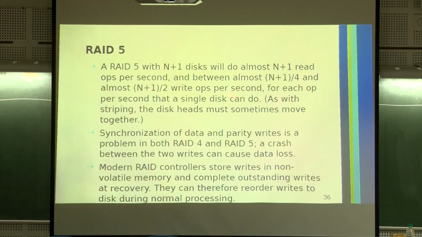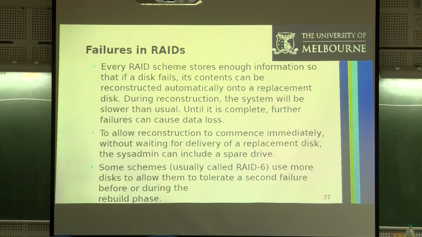This is just showing the performance, but I said that RAID 5 will do almost that many read ops and between this many write ops. But if there's a crash in the middle, there's a kind of problem with RAID 4 and 5, and you can lose data. There are different ways to solve it, but RAID 6 then, I'm going a little bit quickly through the slides.